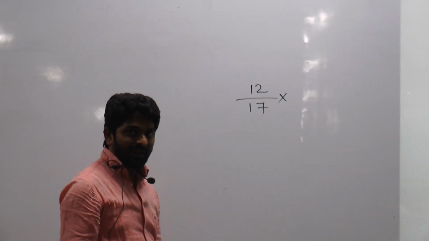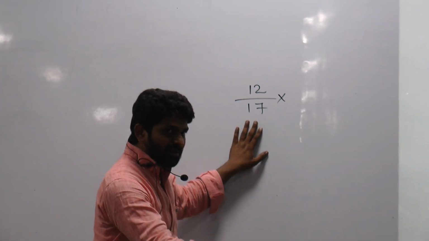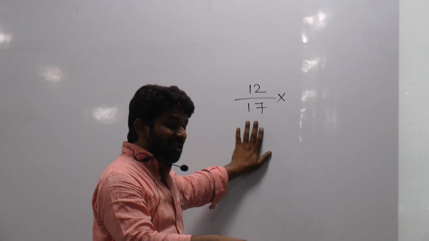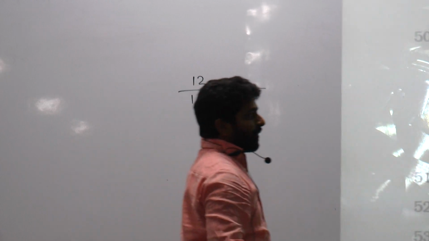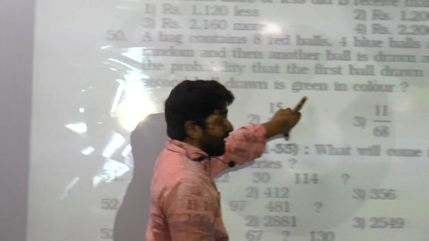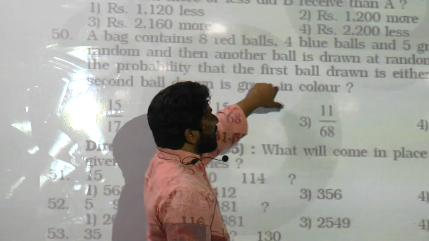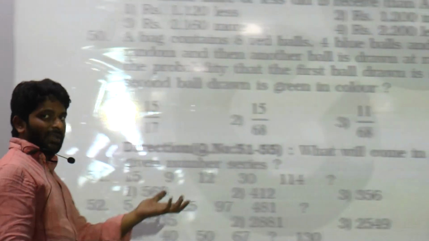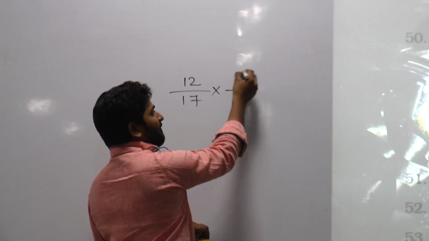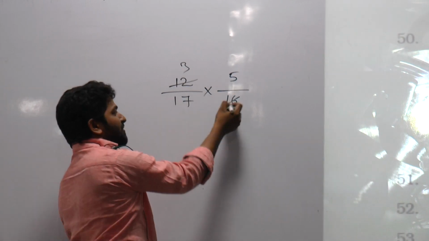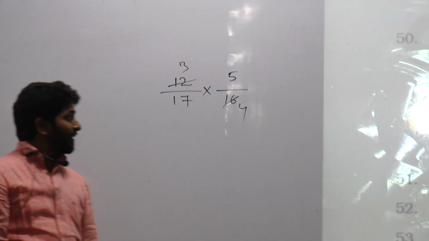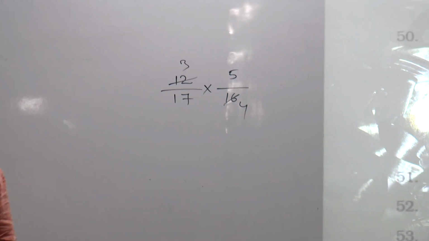And out of 17 balls, one ball is drawn. So still how many we have? 16 only. And now out of 16, we are expecting to be that ball is green color. How many green balls we have? 5 green. In how many ways can you select one? 5C1. 5C1 by 16C1. 3 times, 4 times. 15 by 68.